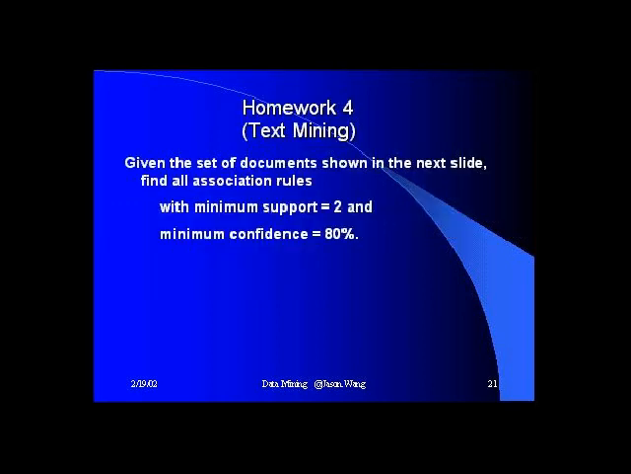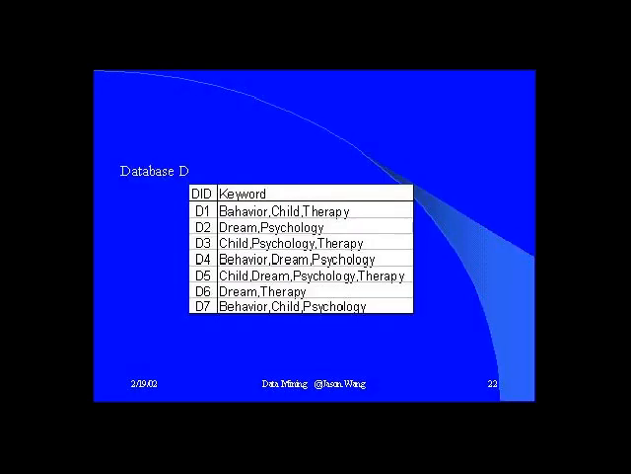If you don't have a question, then you will, I should not say you have to, but I say you will practice this idea by doing the homework for text mining. Given a set of documents shown in the next transparency, find all association rules between keywords with the minimum support 2 and with the minimum confidence 80%. So that's the document database you have. So this homework 4 is very much similar to your homework 1 that you have exercises.